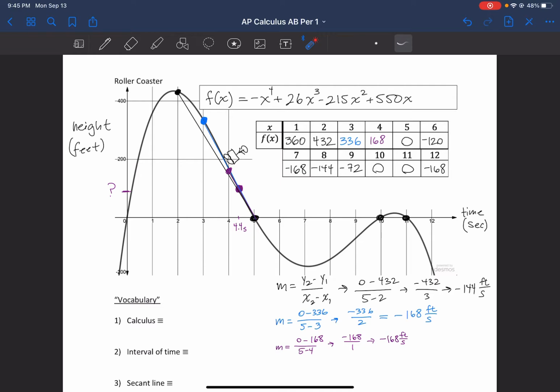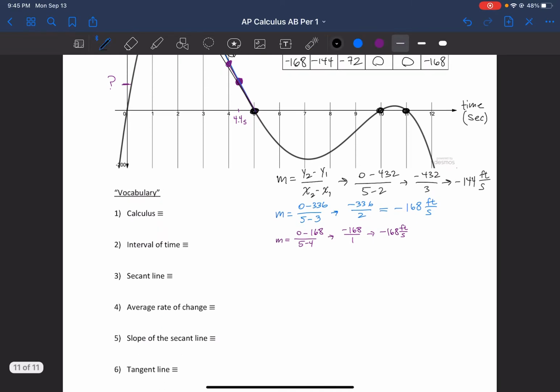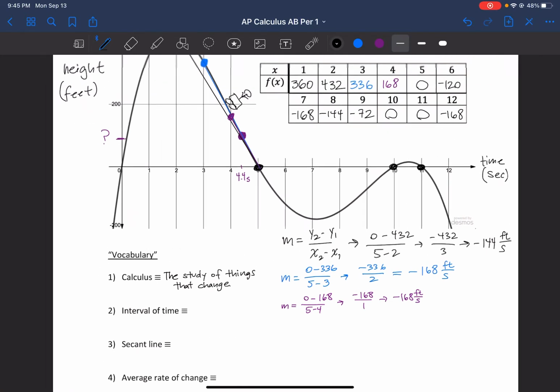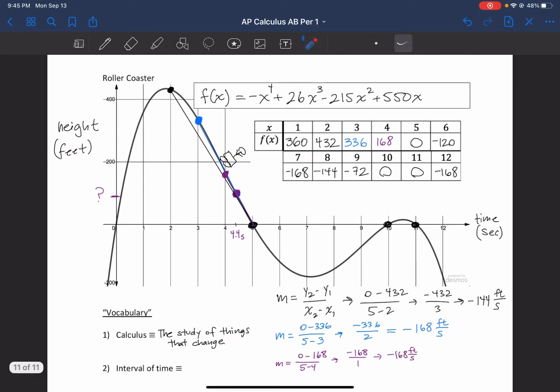that brings us to the first definition of our vocabulary. Calculus. My definition of calculus is the study of things that change. In this case, with the roller coaster, what's changing is the speed between these 3 points and ending here at 5 seconds.